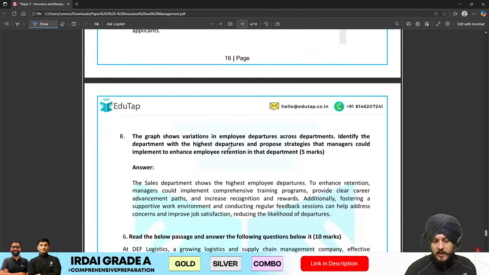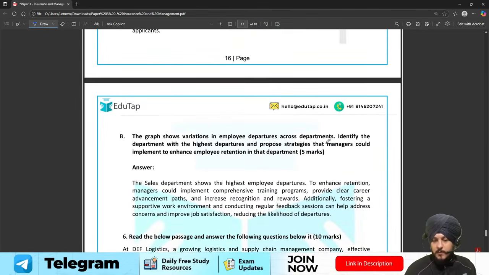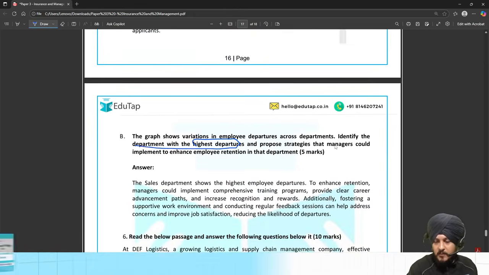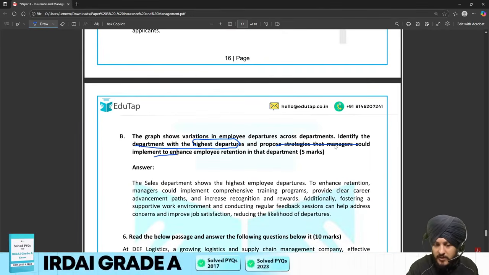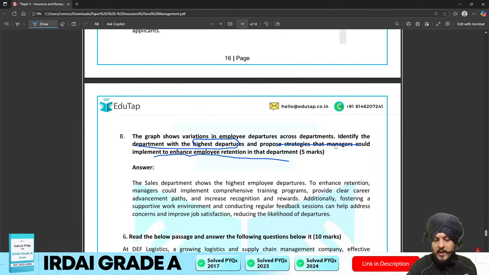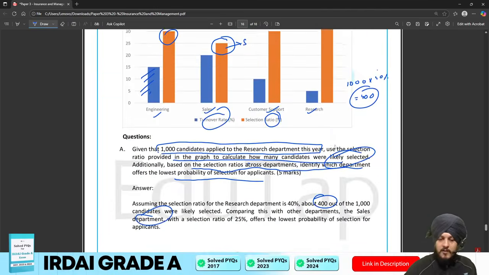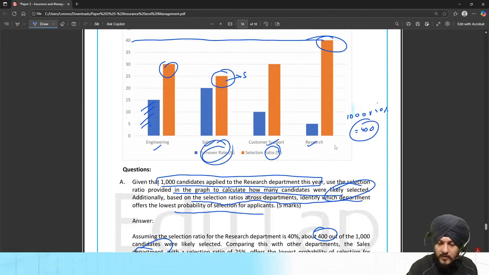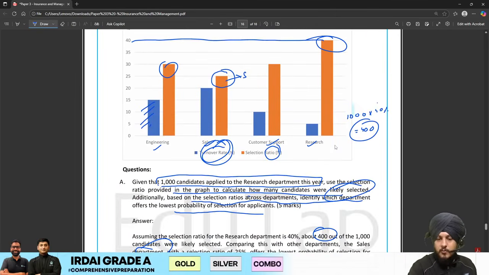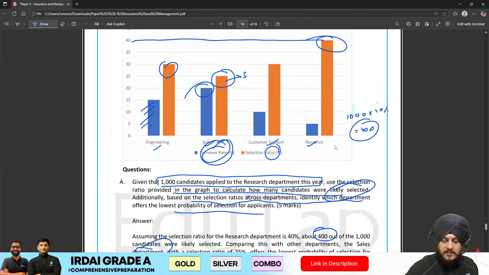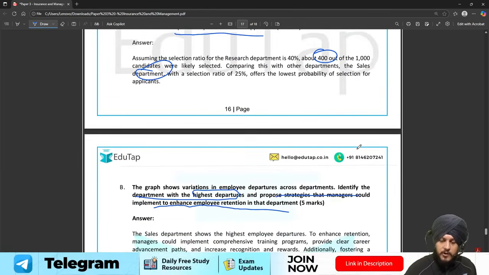Now the next is, the graph shows variation in employee departure across departments. Identify the department with the highest departure and propose strategies that managers could implement to enhance employee retention. So the department which has the highest turnover rate is going to have the highest departure. So in this case it is going to be 20%, that is sales. So sales department is going to be the answer.